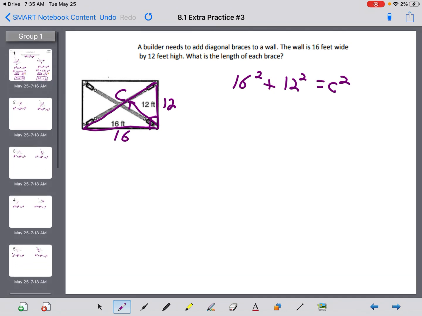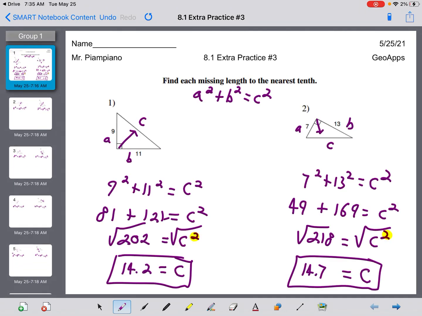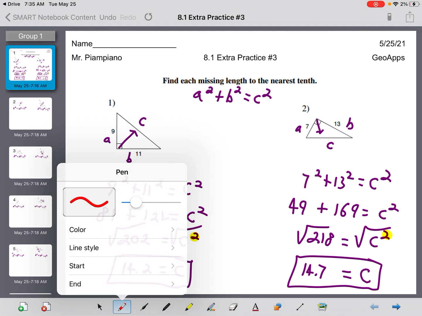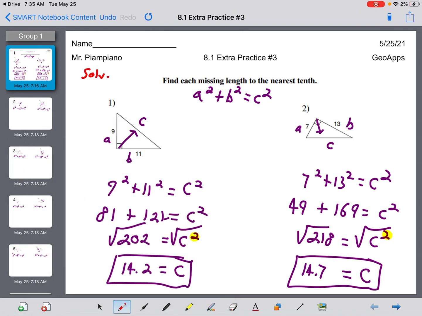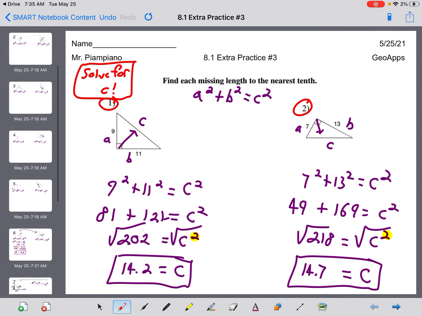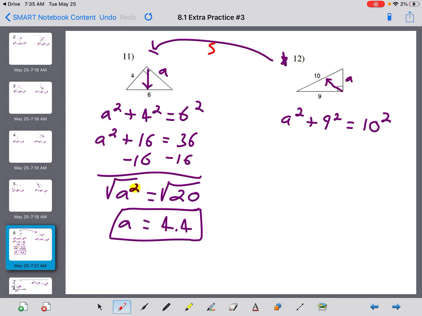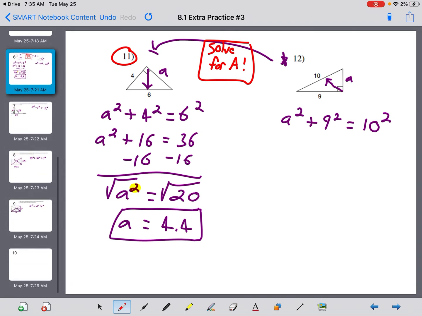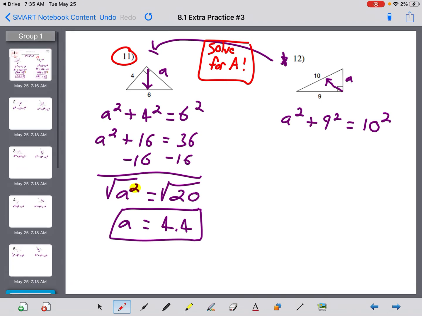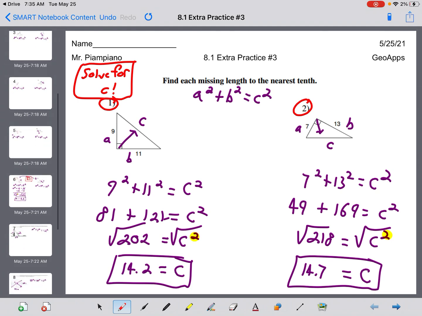Okay, why don't you go through, use 1 and 2 as my examples for solving for c. So use examples 1 and 2 to solve for c, and then when we try to solve for a, use example 11, okay? So whenever we're looking for c, use examples 1 and 2. Whenever we're solving for a, use example 11.